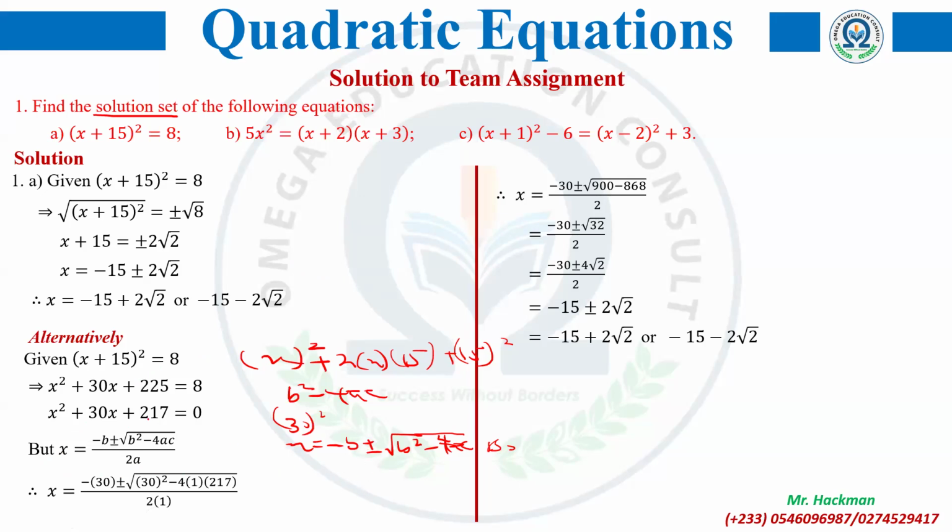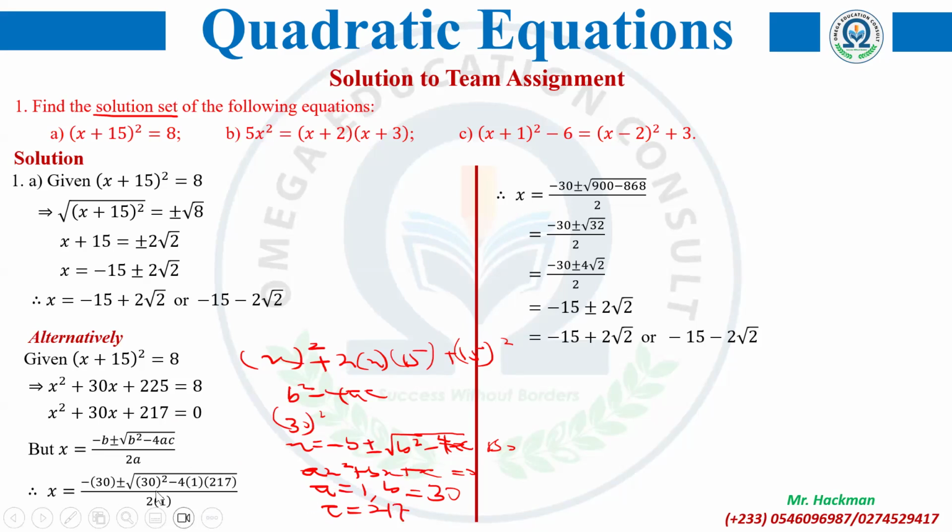So you are comparing what you have here with as² + bs + c = 0, the general quadratic equation, standard form. If you compare, a will be equal to the coefficient of s², which is 1, b will be equal to the coefficient of s, which is 30, and c will be the constant there, which is what? The 217. So now you come and substitute, and that's exactly what I have done here.